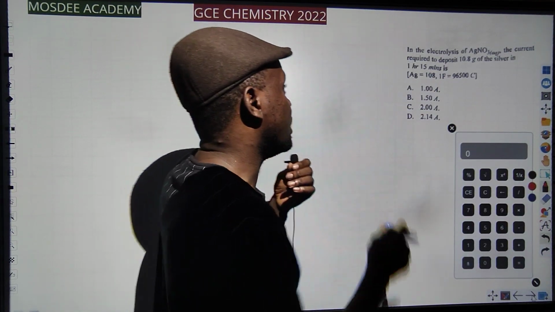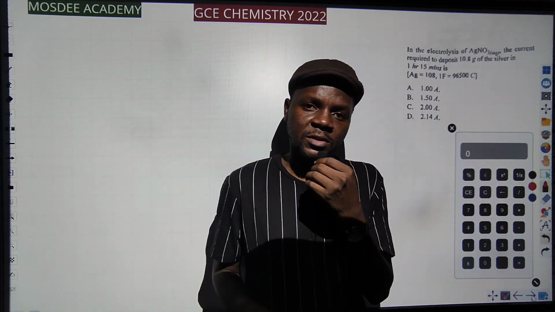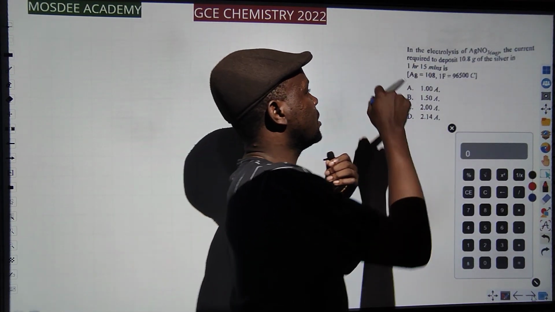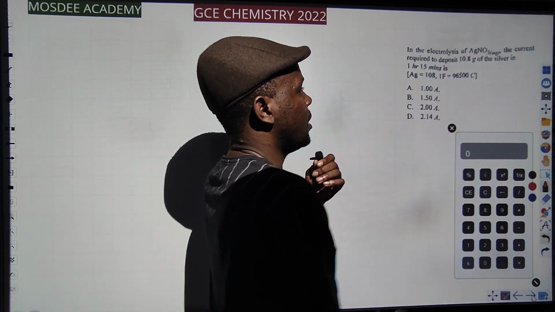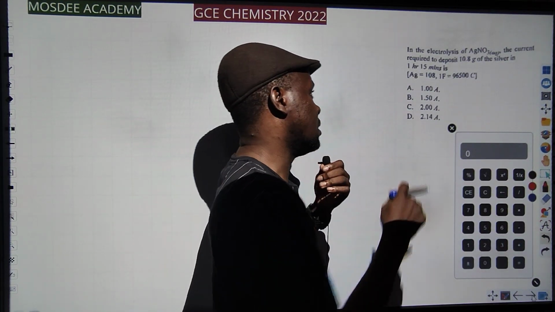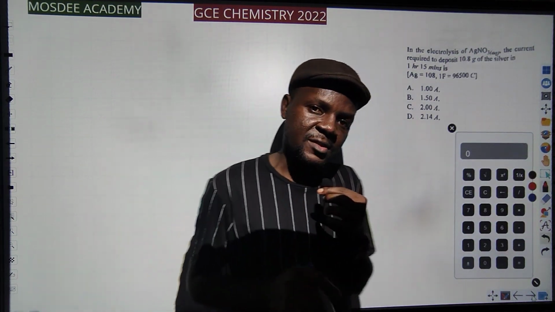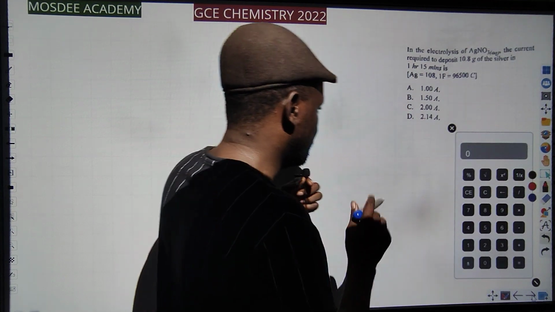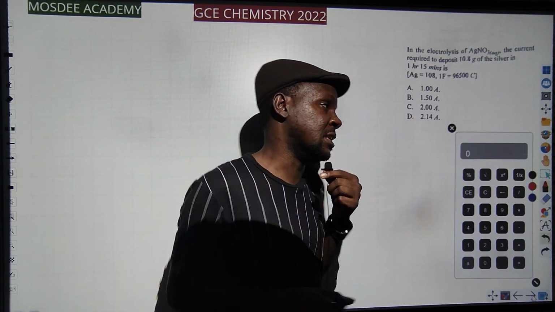The only thing we have to notice: in the electrolysis of silver nitrate, AgNO3 aqueous, the current required to produce 10.8 grams of silver in 1 hour 15 minutes is dash. In brackets, silver is 108 molar mass, and AgNO3 molecular mass is given. Then 1 Faraday is always a constant, 96,500.